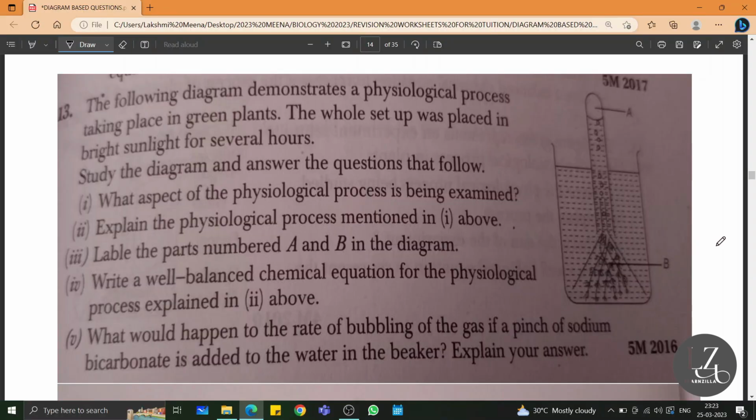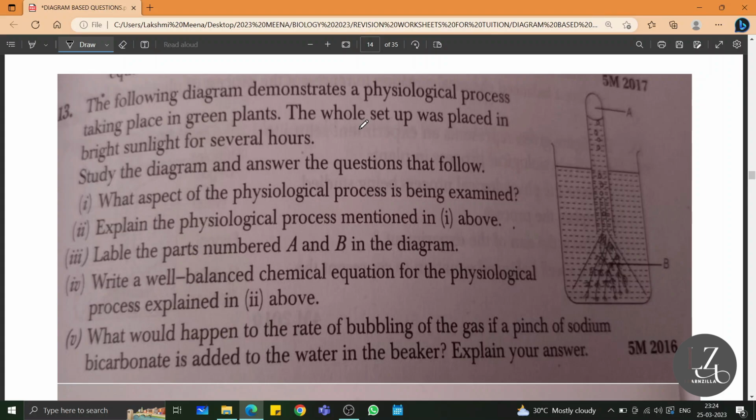So the next important question from the photosynthesis chapter is another experiment. As you see in this experiment, there is a beaker with a funnel kept over an aquatic plant, and then a test tube is inverted, and the test tube is also filled with water, and there are two labels, A and B. The following diagram demonstrates a physiological process taking place in green plants. The whole setup was placed in bright sunlight for several hours.